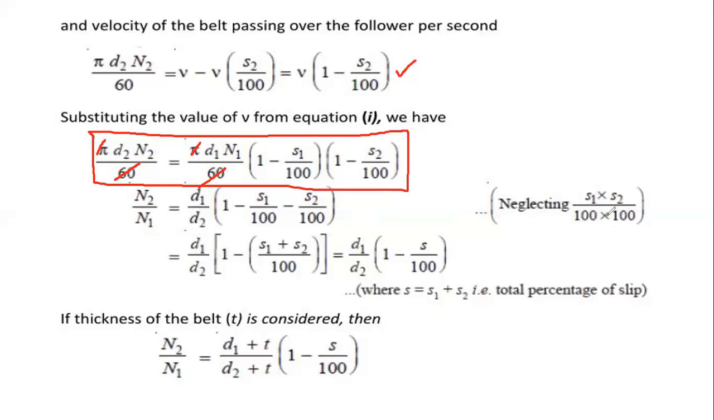Then neglect the term s1 s2/(100 × 100). So we get the final value n2/n1 = d1/d2 (1 − s/100), where s is equal to s1 plus s2, that is the total percentage of slip.